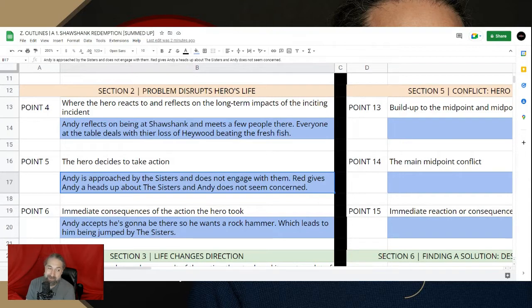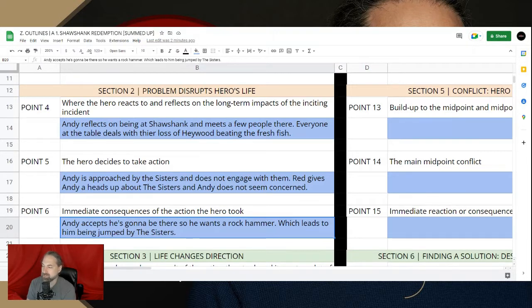Doesn't necessarily have to be verbalized. It's just, what are we seeing? We're seeing that his action is avoidance, and that obviously leads to what? The immediate consequences of the actions the hero took, because he's avoiding them and not really stopping them or accepting it. Andy accepts he is going to be there, so he wants a rock hammer, which leads to him being jumped by the sisters. So there's a couple interesting moments here.